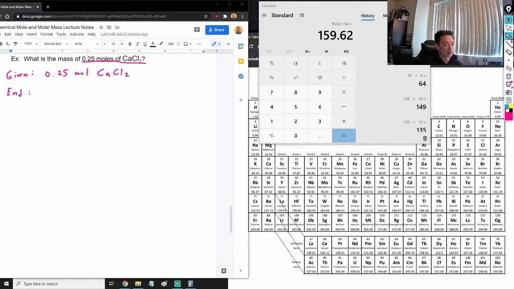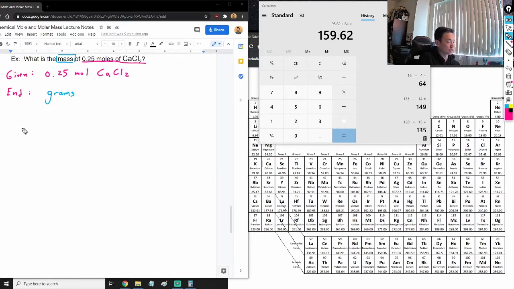Our end, the thing that we're looking for, is what is the mass. Whenever you see the word mass, when you're looking for mass in chemistry, you're usually going to be looking for grams. So what we're trying to figure out here is how many grams 0.25 moles of CaCl2 weigh.